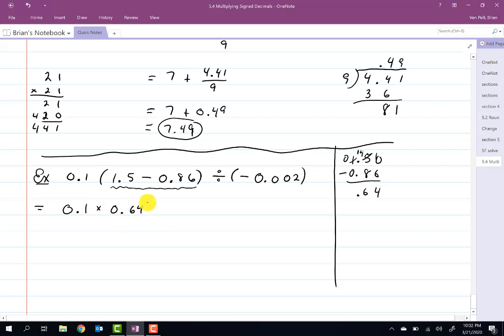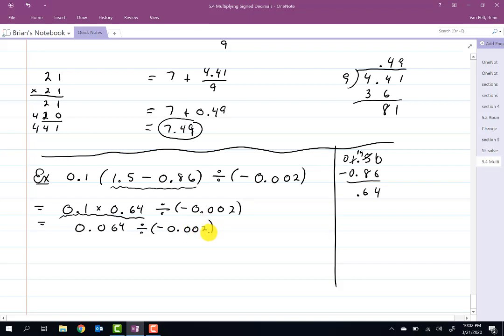So for that, I get 0.1 times 0.64 divided by negative 0.002, just 2 zeros, 2. All right. Now you have multiplication followed by division. So you do whatever comes first in that scheme. And the 0.1 is simply going to move the decimal to the left 1 spot. So I'll get 0.064 divided by negative 0.002.